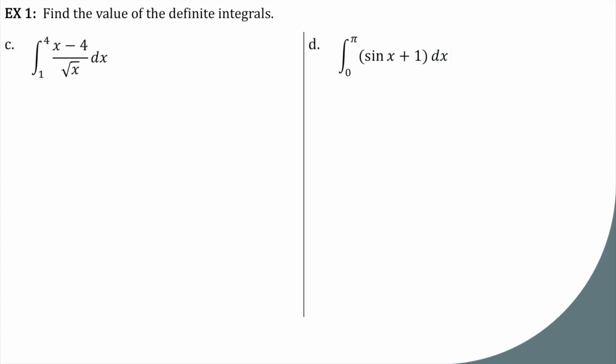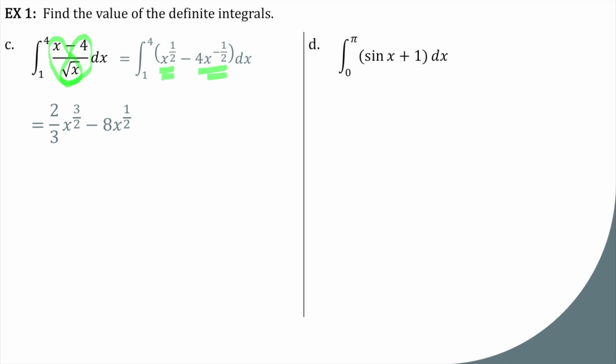Next one. First thing we're going to do is rewrite this thing because we can split this into 2 different fractions with fractional exponents. And that just makes it easier to see. It makes it easier to take the antiderivative. So then we'll do that. We'll take the antiderivative of each of those pieces. 2/3 x to the 3/2 minus 8x to the 1/2, and evaluate that from 1 to 4.